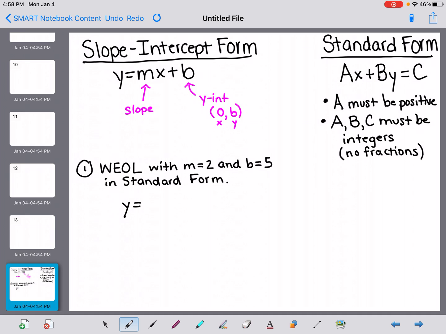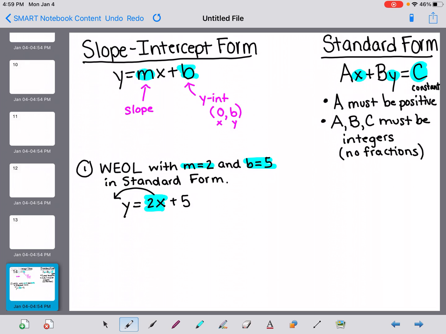y equals, I'm going to replace the m with 2 in that m position, keep the x the same, and replace the b value into that b position, so plus 5. This is slope-intercept form. To get to standard form, notice that we need the x and the y on the left-hand side, and this c is our constant. The number that doesn't have a variable at all needs to be by itself on the right-hand side. So right now, the only term that's out of place is this 2x. That 2x needs to move to the left-hand side of the equation.